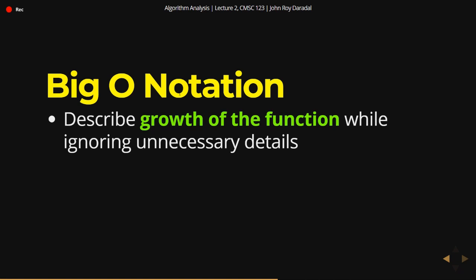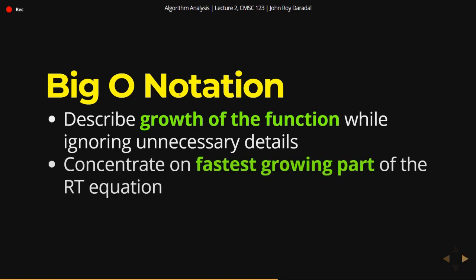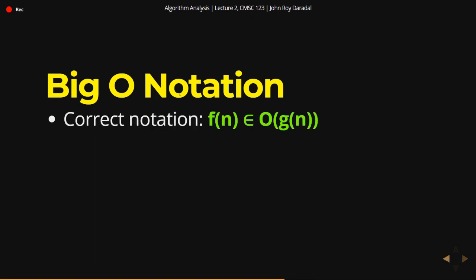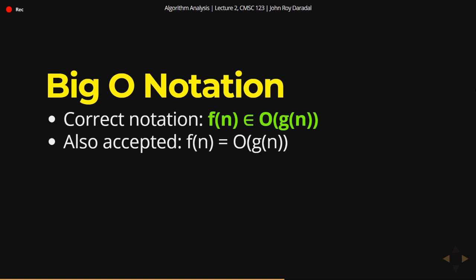So big O notation describes the growth of the function while ignoring unnecessary details. So we'll only concentrate on the fastest growing part of the running time equation. So the correct notation for big O is f of n is in O of g of n. However, we also kind of accept f of n is equal to O of g of n. But technically, this one is the correct notation.